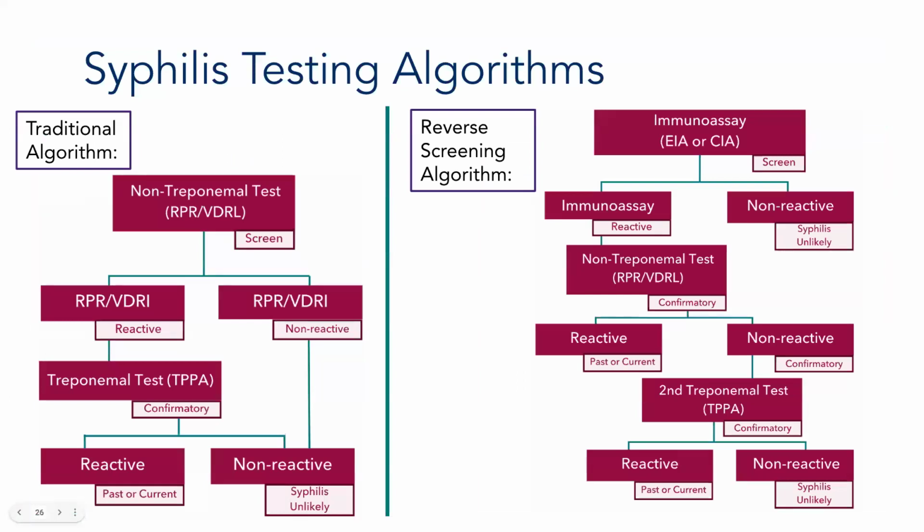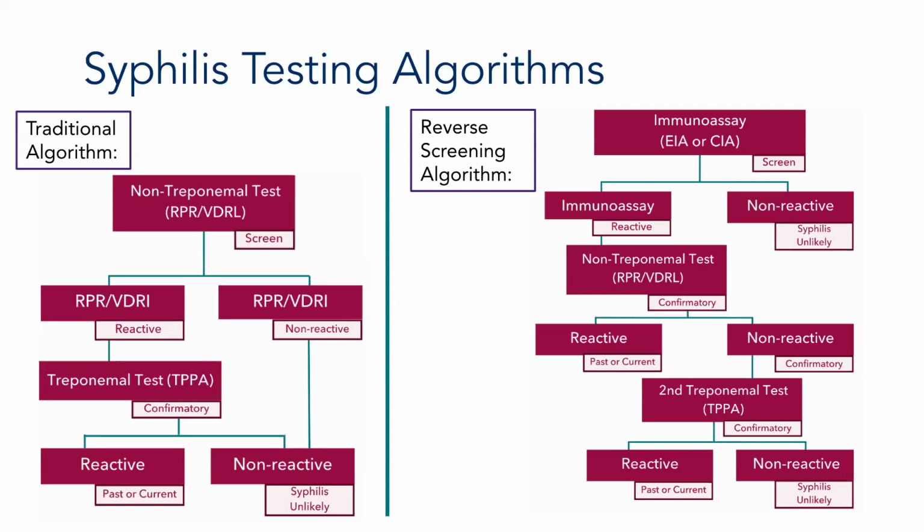And these are the same syphilis screening algorithms we talked about previously. The traditional screening algorithm begins with the RPR or VDRL. And then if that is reactive, then you move to the treponemal test or the TREP test, which often is the TPPA at this point in the traditional screening algorithm. And then if that's reactive, then you've confirmed that individual either has current syphilis infection or previous syphilis infection.